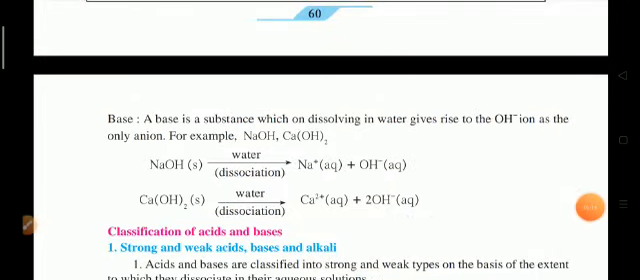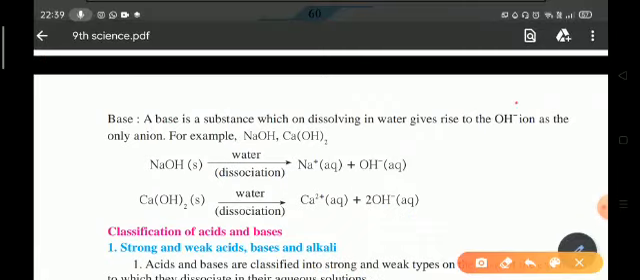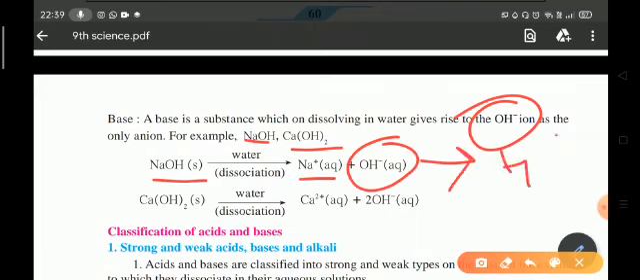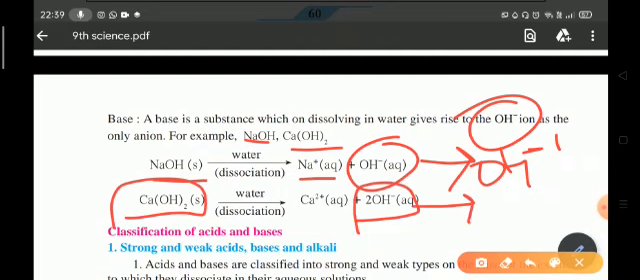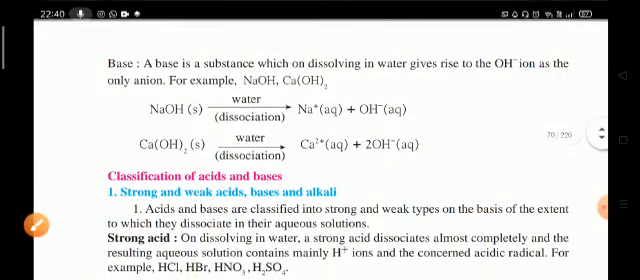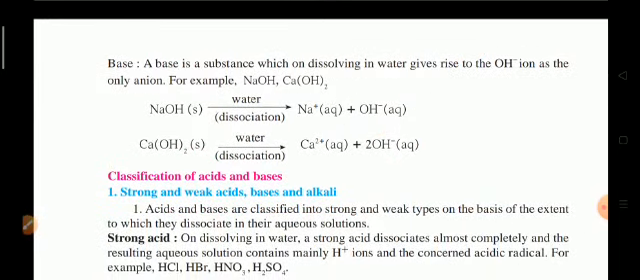Now moving forward with what a base is. A base is a substance which on dissolving in water gives rise to OH- ion as the only anion. For example, NaOH and Ca(OH)2. When they dissolve, NaOH gives Na+ and OH-, with OH- as the only anion, whereas Ca(OH)2, when it gets dissolved, gives 2OH-. So OH- is the main compound we want. This is how the definitions of acids and bases are given by Arrhenius theory.